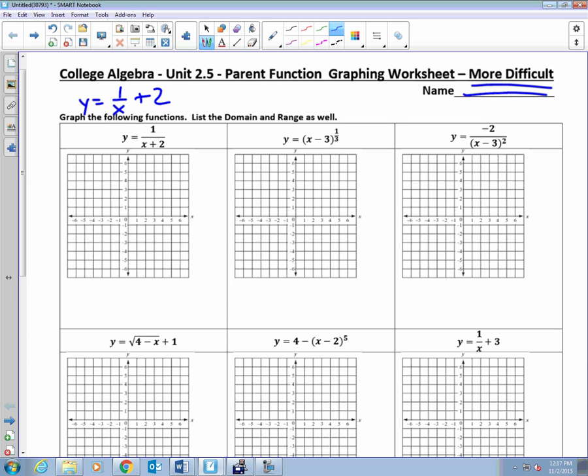So this is on the inside. What would you plug in to make 0? -2. So it's a horizontal shift to the left 2. If you also remember from our graph on Friday, this had a horizontal asymptote at 0. And since there's no vertical shift, that horizontal asymptote stays at 0. And this is the shape that it made. That's it.